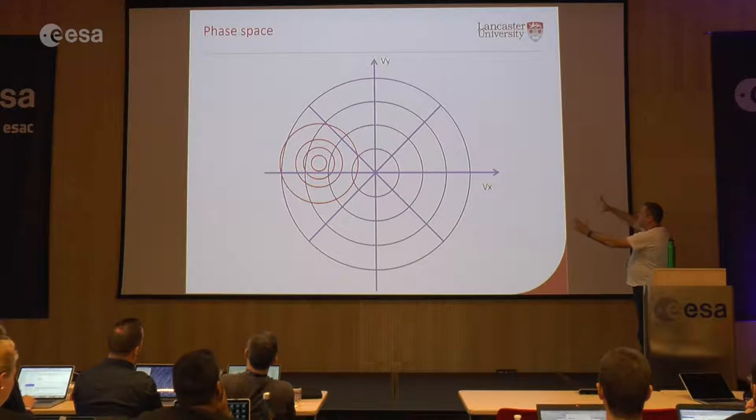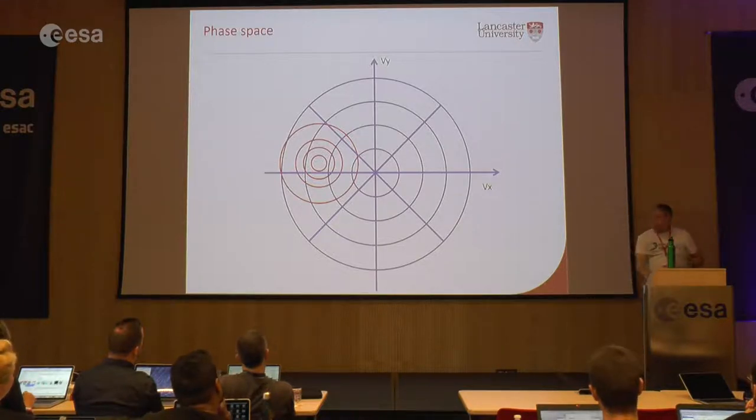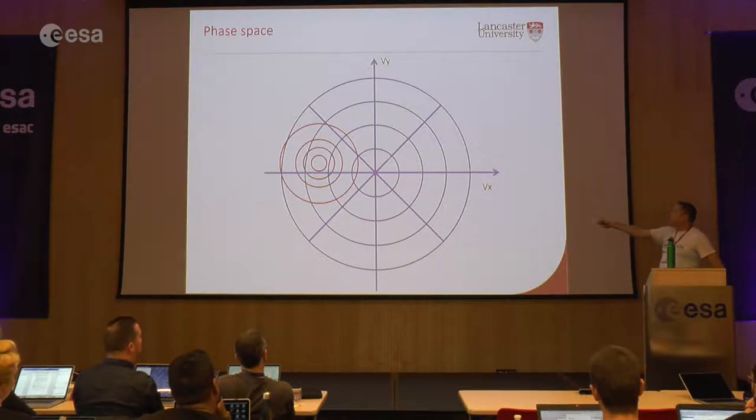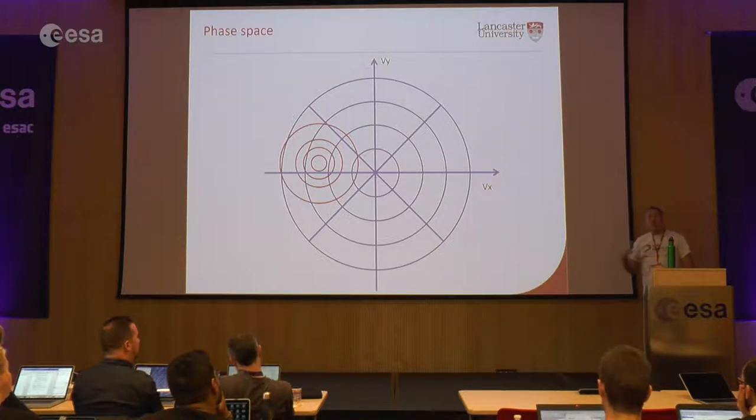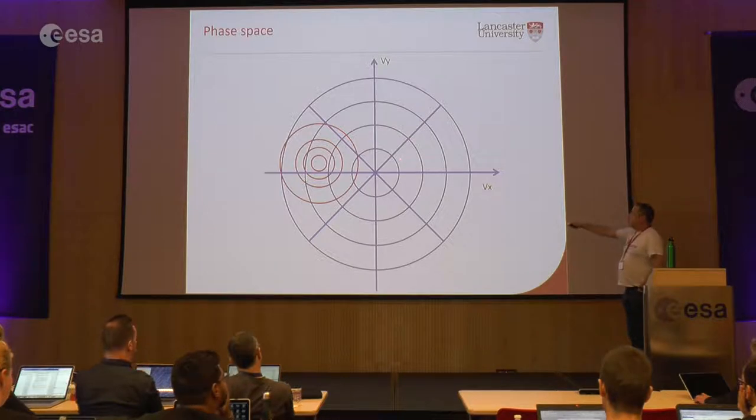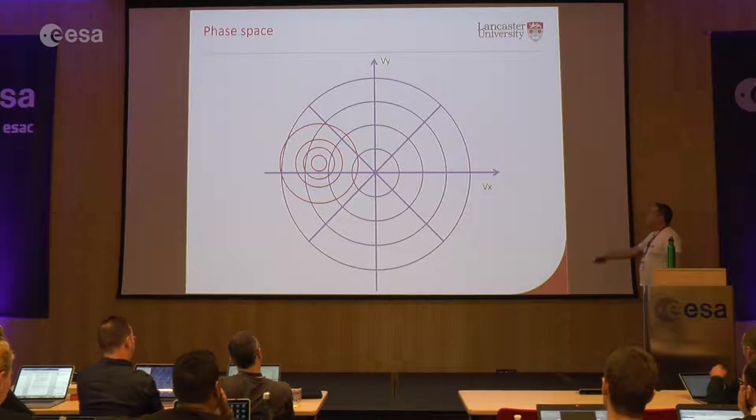The blue concentric rings, centered on the origin, sketch out the energy, the velocity distribution that we can see around the spacecraft. Again, it's been split up into a polar grid. Right at the center here is our zero velocity.